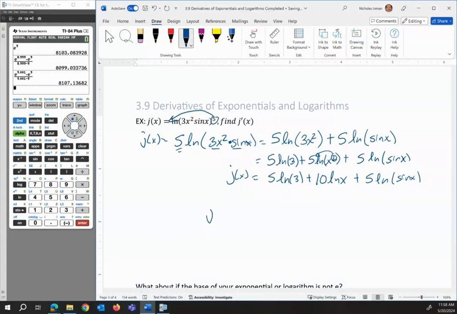Now why that is nice is that if I want to take the derivative of this, I can do it really quick, really easy. This thing's just a constant. There's no variables here, so that will be 0. The derivative of 10 times the natural log of x is just 10 over x. The derivative of the natural log of x is 1 over x, so 10 over x. Plus 5 times the natural log of sine, taking the derivative, will be 5 over sine of x on the bottom times the derivative of sine of x, cosine of x.